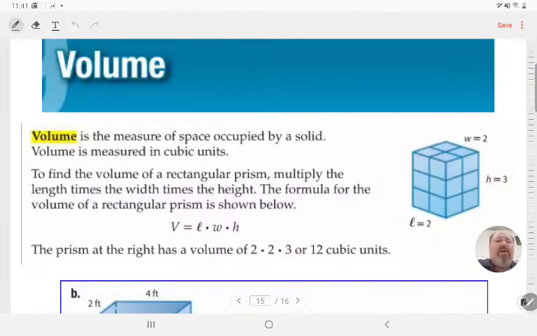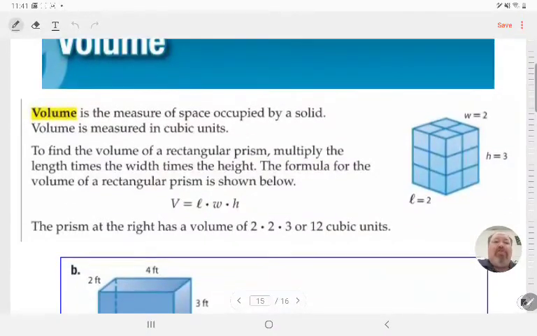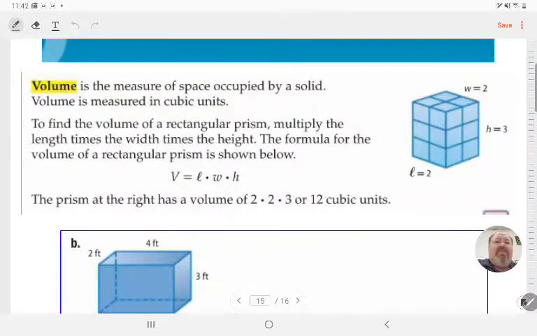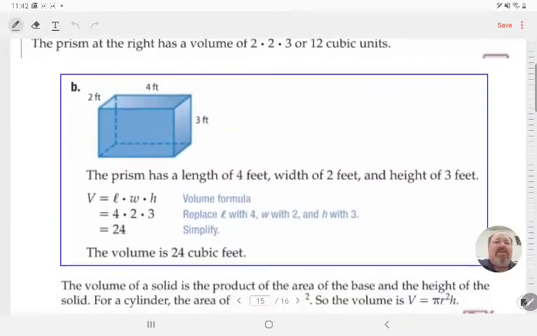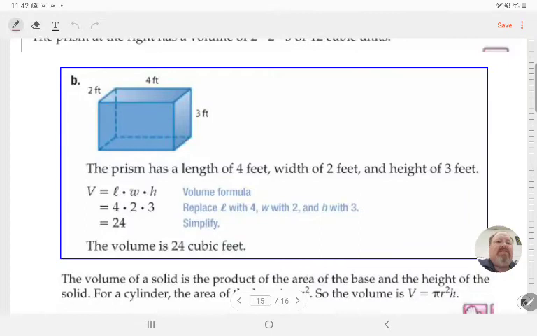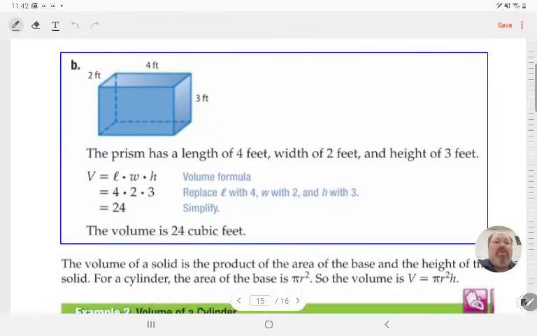All right, volume. Volume is the measure of space occupied by a solid. Volume is measured in cubic units. To find the volume of a rectangular prism, you would multiply the length times the width times the height. So for example, if we're looking for this prism, which has the length of 4 feet, width of 2 feet, and height of 3 feet, we plug in what we know, 4 times 2 times 3, which is 24 cubic feet. And remember, I could write that as 24 feet cubed. Okay? So that's how I could do that.